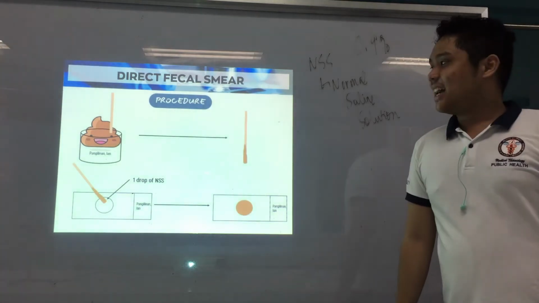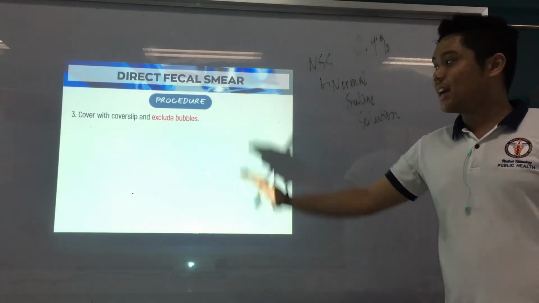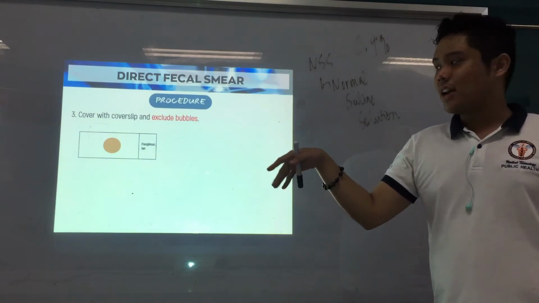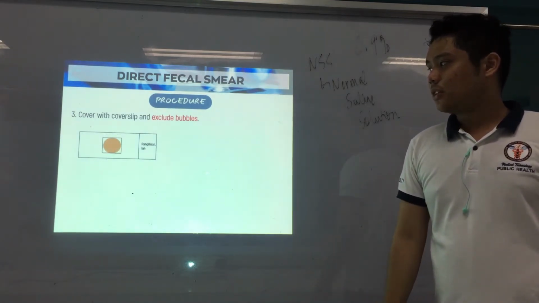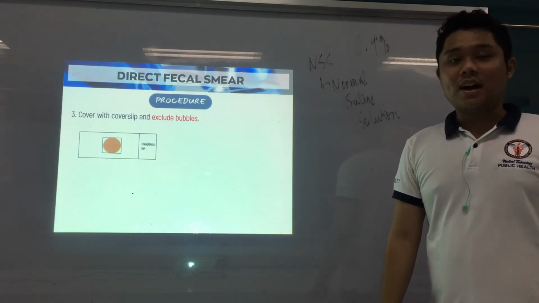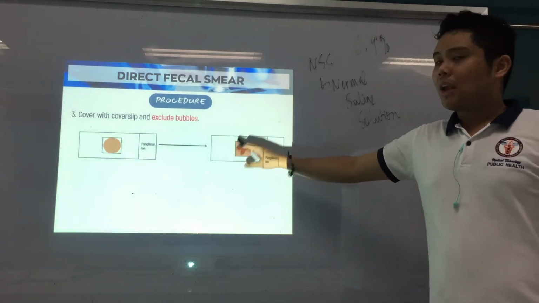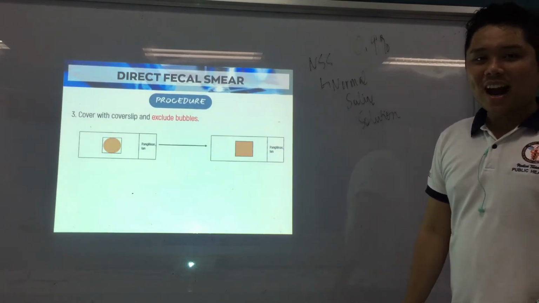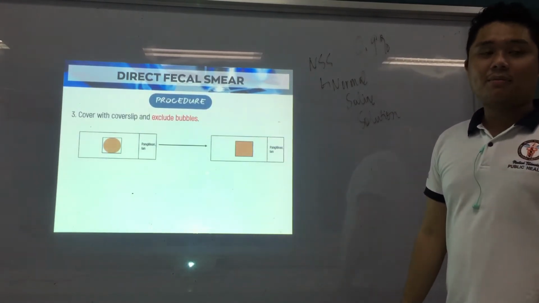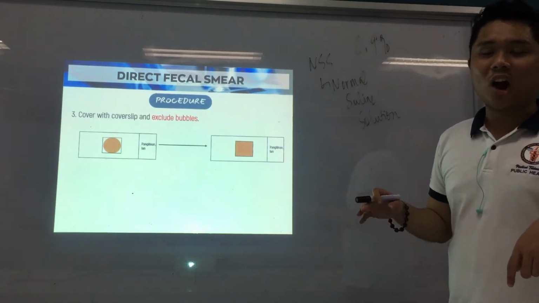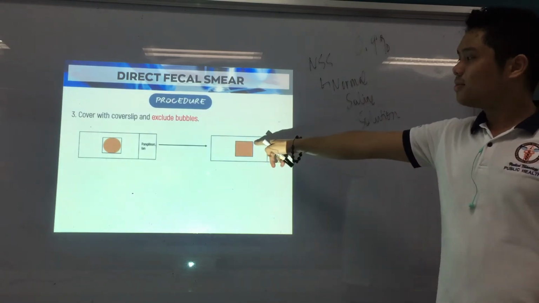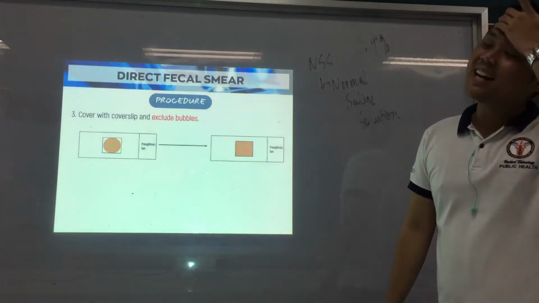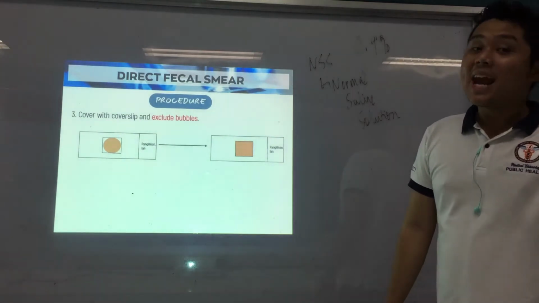So that's for the procedure. Cover with the cover slip and exclude bubbles as much as possible, because bubbles can hinder your examination. So that's your prepared slide already. Make sure that no bubbles are found, until you have this appearance. You may be thinking, sir, it's too dark or too brown. It's just a rough representation of what the smear looks like. In reality, it looks much lighter than this. So don't judge me, I tried my best. I hope you appreciate it, because we like to be appreciated.